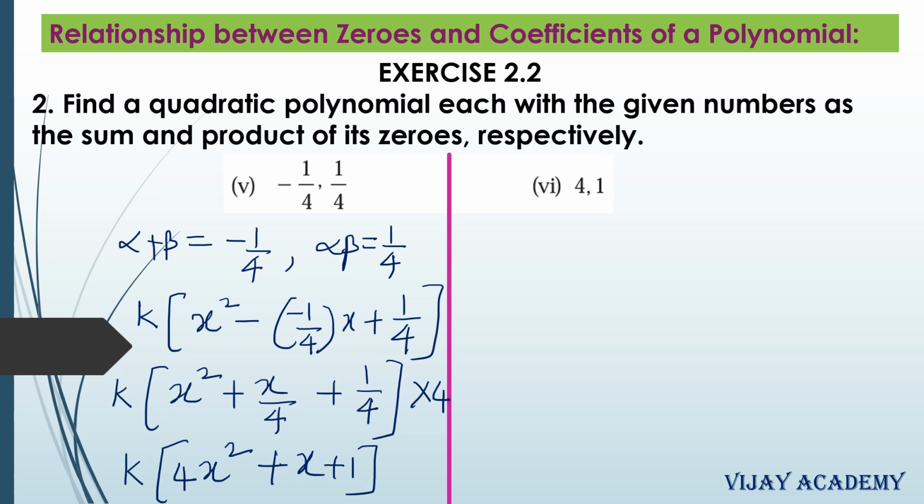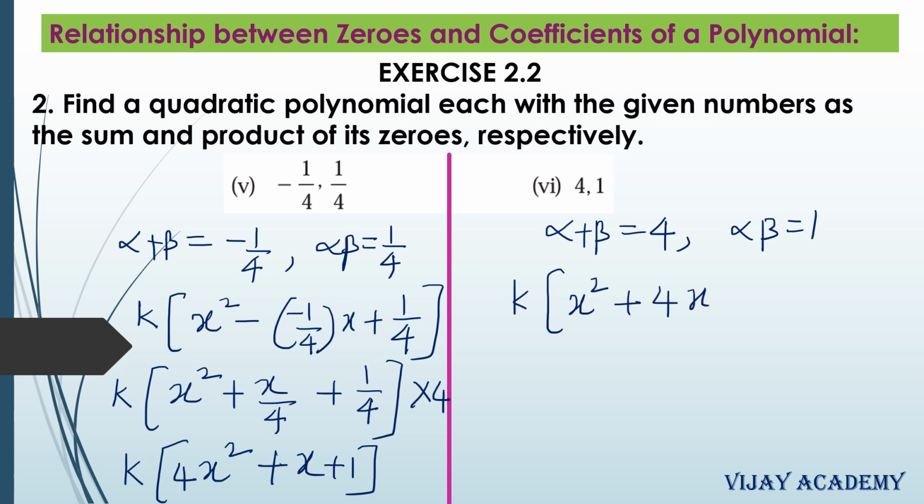So next one, the sum of the zeros is 4 and the product of the zeros is 1. So alpha plus beta is 4 and alpha into beta is 1. So replacing these values in the quadratic polynomial, k times x square minus 4x, because the identity is minus of alpha plus beta. So we can write this as minus 4x and plus 1.